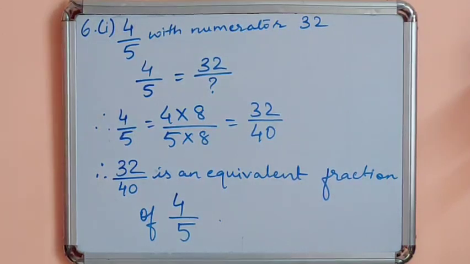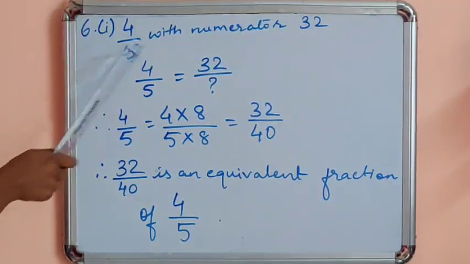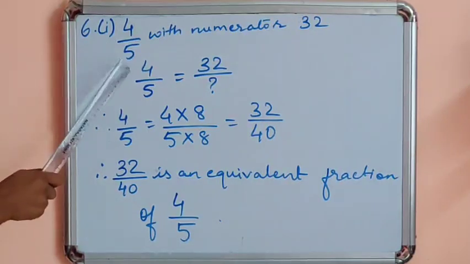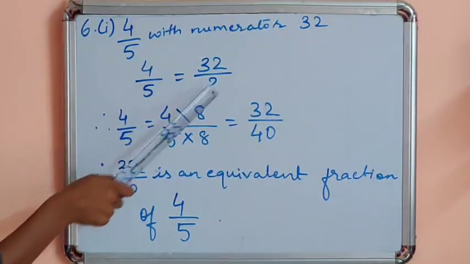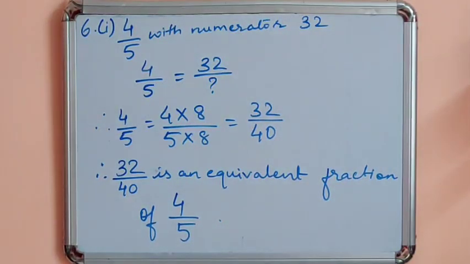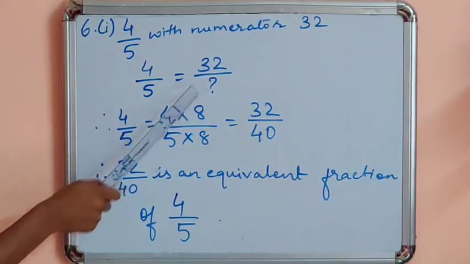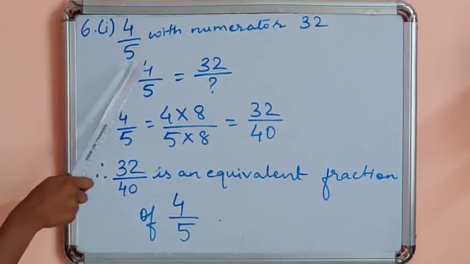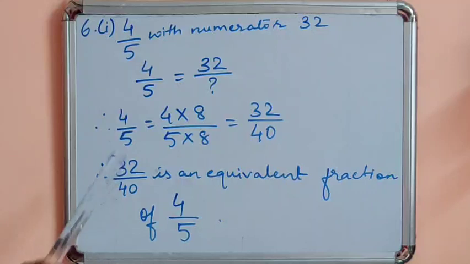Number 6. Write an equivalent fraction of 4 by 5 with numerator 32. So this means that 4 by 5 will be equal to some fraction whose numerator is given, 32. But we have to find the entire fraction. We don't know the denominator here. So we have to see which number should be multiplied to 4 to get 32. So if we multiply 8 with 4, that means 4 into 8 is 32.